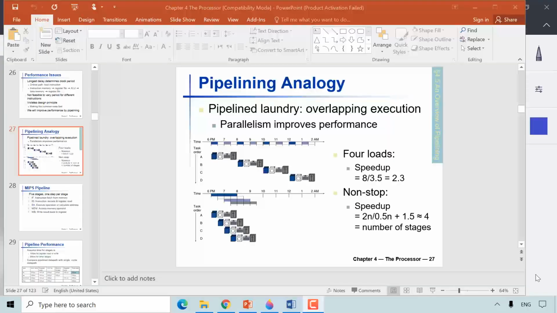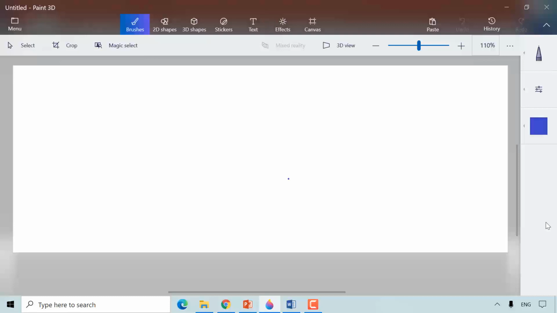Hi, we are continuing the discussion in chapter 4, and today we'll discuss the basics of pipelining. Let's take a quick introduction to the basics of pipelining so that we are aware of what we are going to discuss. Basically, pipelining is the principle of breaking the big task between multiple agents.